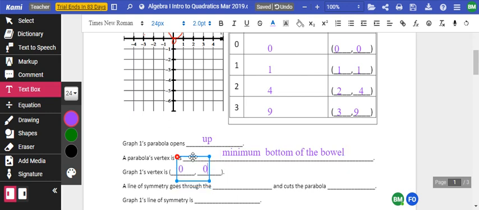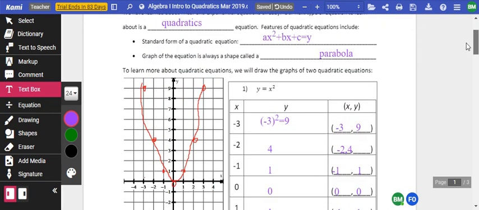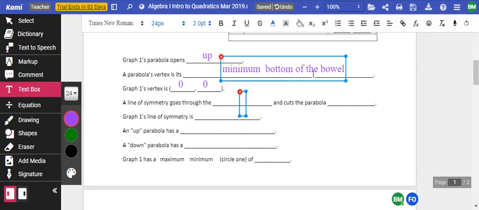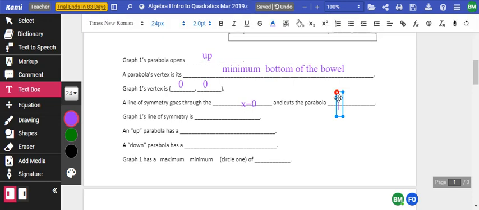Okay. The axis of symmetry is where I can cut it in half, and it's the same on both sides. If we look, we can cut it in half right there where x equals 0. And the axis of symmetry is always going to be x equals something. So it's x equals 0. And it cuts the parabola in half, and it's the same on both sides. Oh, it should say it goes through (0, 0), and then it's x equals 0.